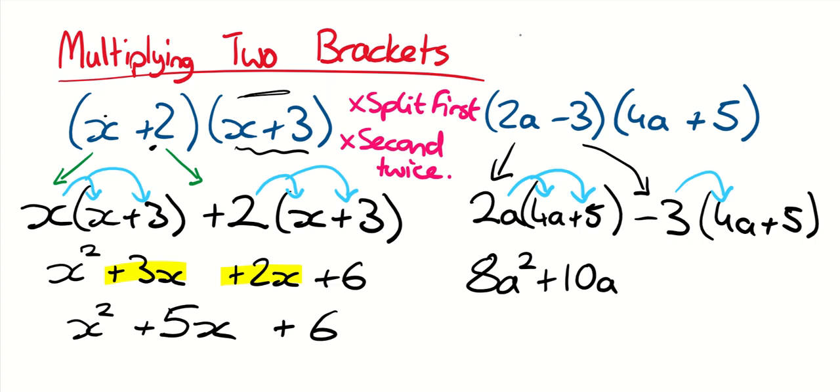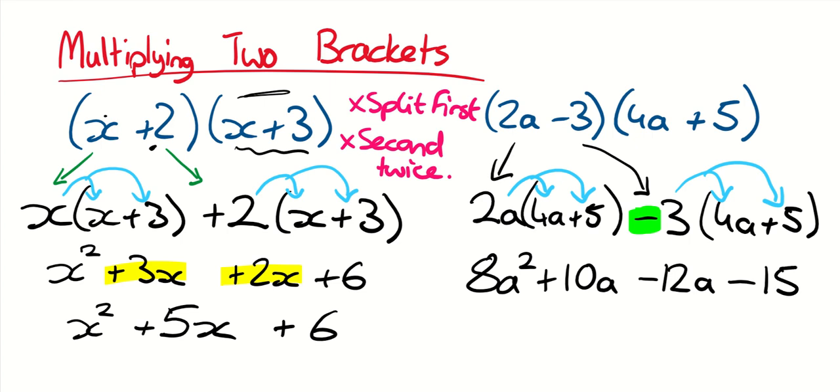So this is where we need to be careful. You see this minus here? So everything's being multiplied by minus 3. So minus 3 times 4 is minus 12a. And then you also do minus 3 times 5. So minus 3 times 5 is just minus 15.